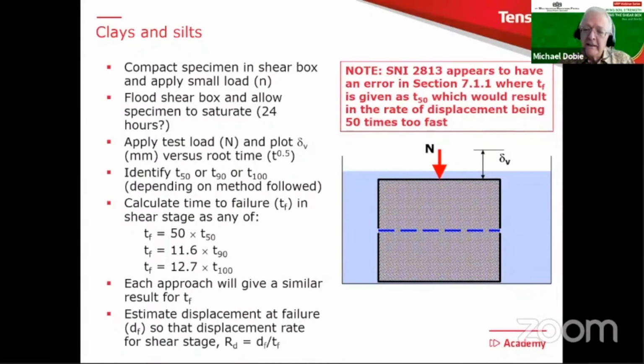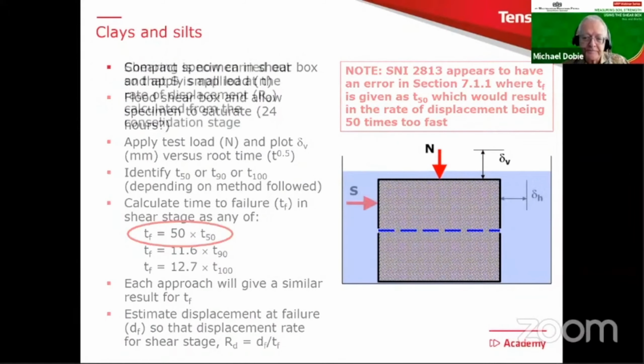A word of warning here about the Indonesian standard SNI 2813, because there appears to be an error in section 711, where the TF value is given directly as T50. In other words, this formula here in the SNI doesn't have the 50 in it. It just says TF should equal T50. Now, if you follow that procedure, then your shearing is going to be 50 times too fast, which is not a good idea, as you're going to see later on in some of the examples.